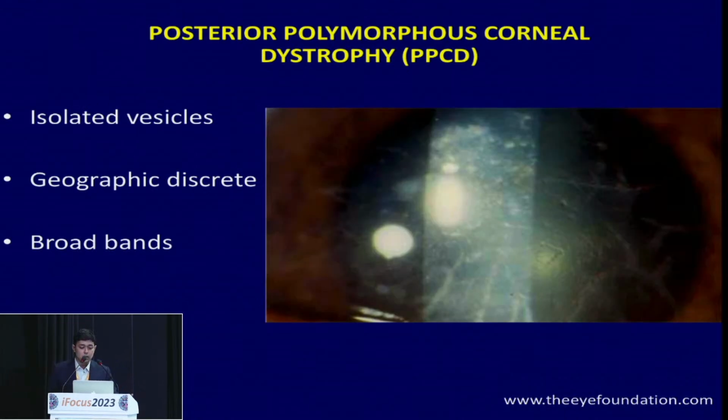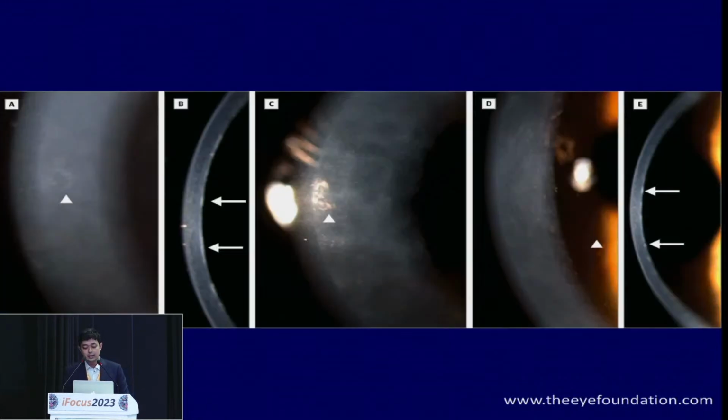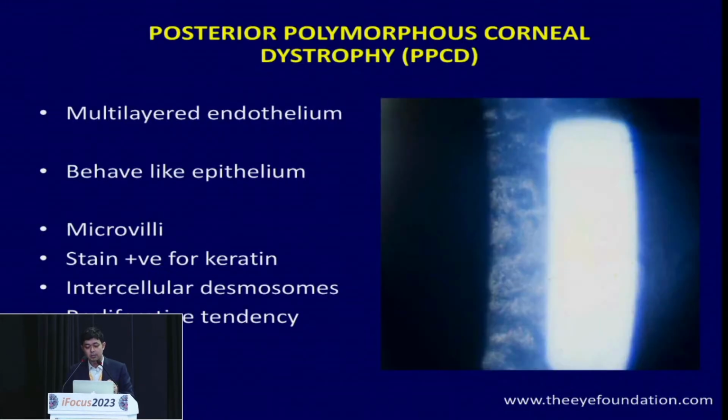Posterior polymorphous corneal dystrophy contains either bands or discrete opacities and vesicles. It's important to know because this is a dystrophy which you need to differentiate from Fuchs dystrophy. Now, posterior polymorphous corneal dystrophy is also fairly common. You will see it more regularly than most of the other dystrophies that we spoke about. And the reason this is important is, again, when you are performing cataract surgery for these patients, you need to be a little bit more careful.